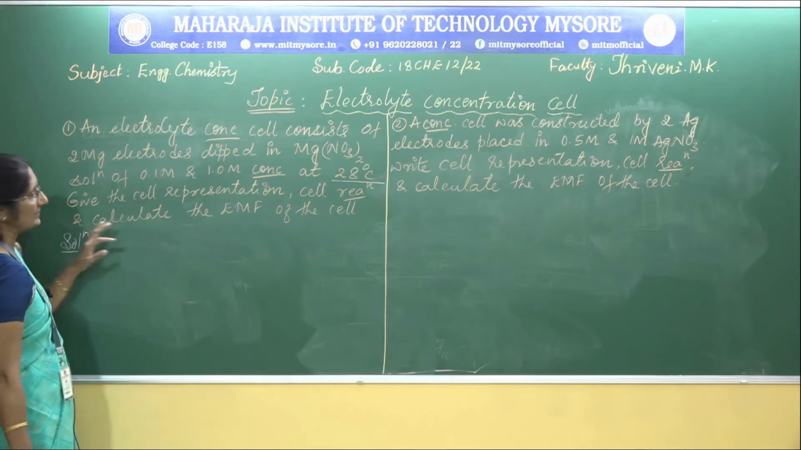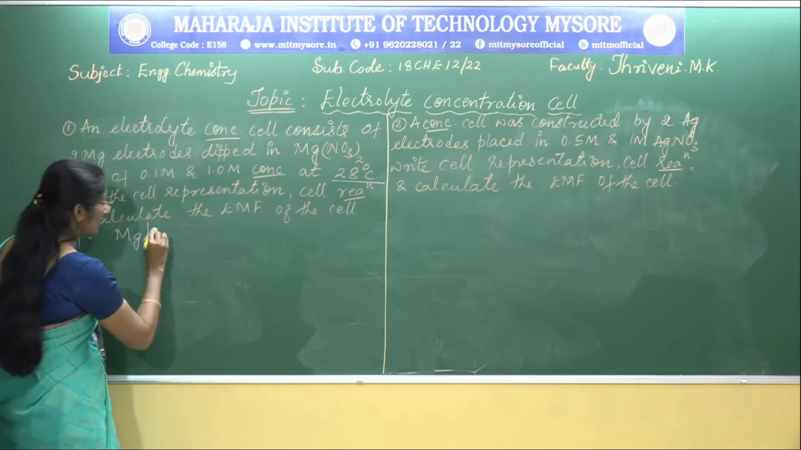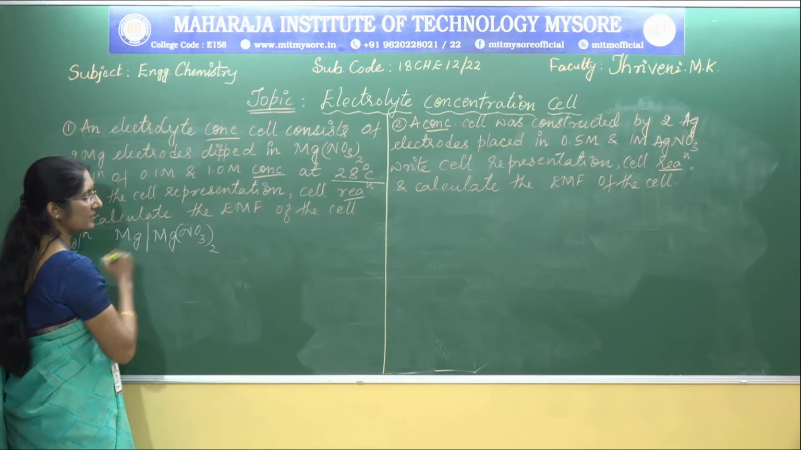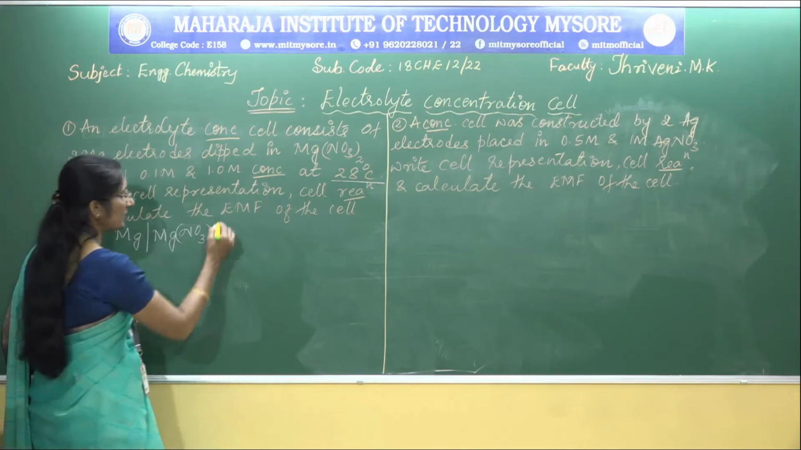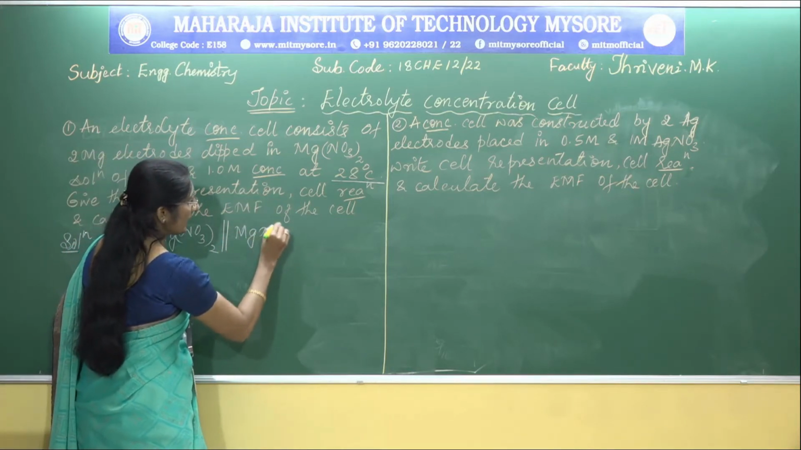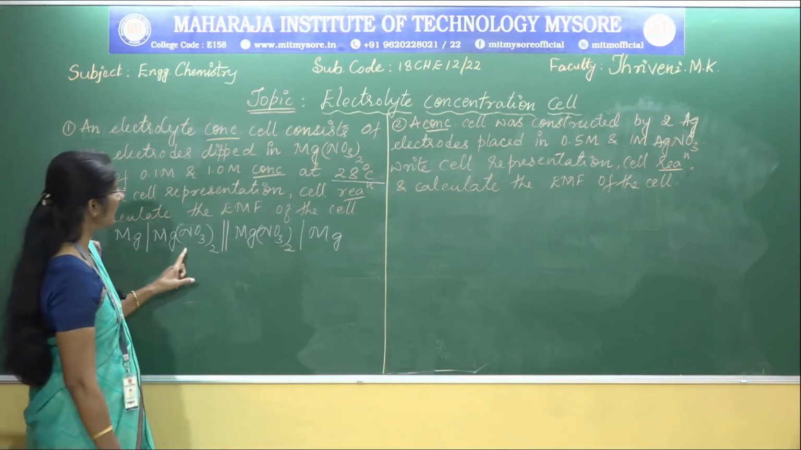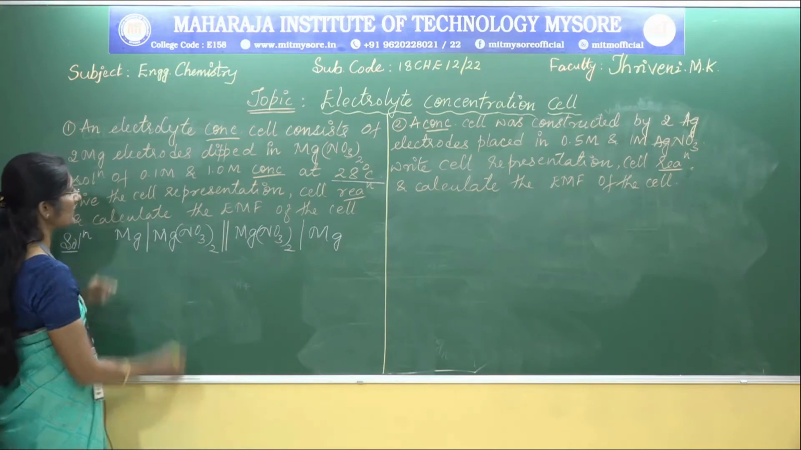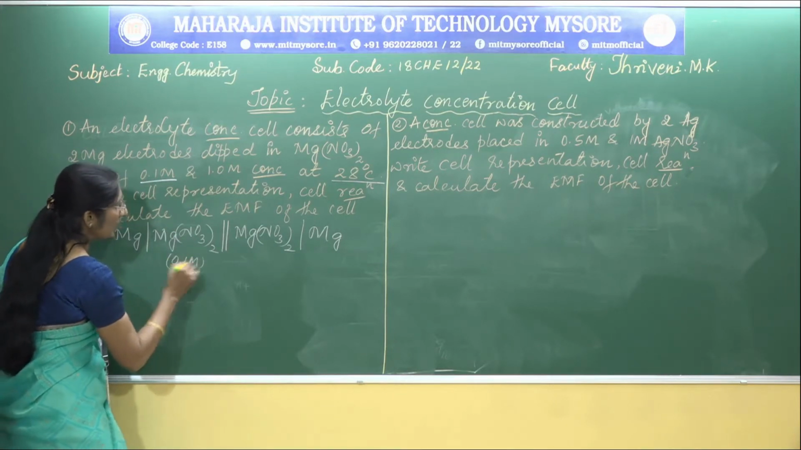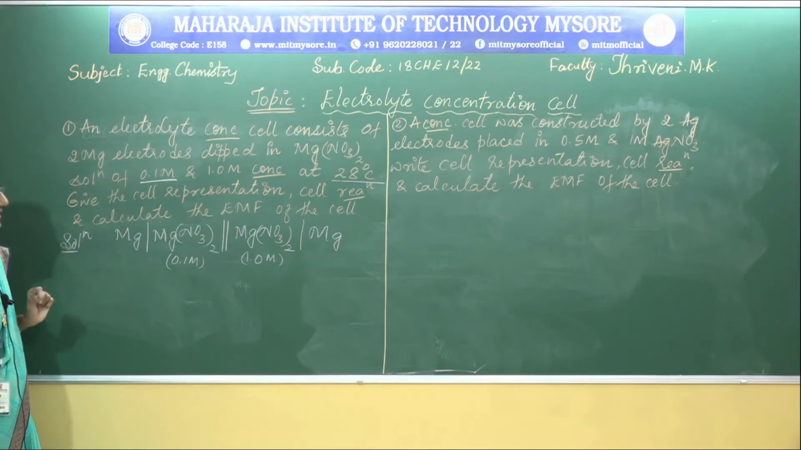Solution, how to represent the cell? Both the electrodes are made up of magnesium. So, magnesium in contact with magnesium nitrate solution, Mg(NO3)2, because magnesium is bivalent and nitrate is monovalent. Then the salt bridge is represented by two vertical lines. Then the cathode representation, Mg(NO3)2 in contact with magnesium. Then we have to mention the concentration of magnesium nitrate at the anode compartment and the cathode compartment. Always the lower concentration should be represented for the anode, so it is 0.1 molar, and the higher concentration for the cathode, that is 1.0 molar. This is the representation for this magnesium concentration cell.